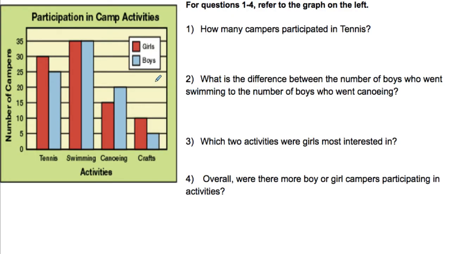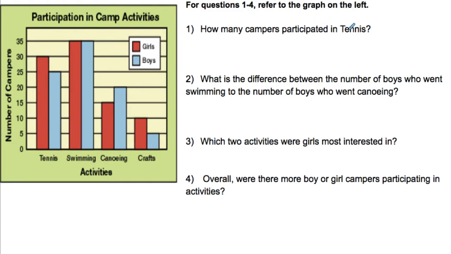So the first type is a bar graph, right? These first few questions regard this bar graph here. So I'm just looking at the title, participation in camp activities. These are my numbers of campers. These are the activities down here. So it looks like I have four different activities. And then I have double bars here, and I can see by my key that the red bars indicate girls and the blue bars indicate boys. Okay, so let's answer some questions.